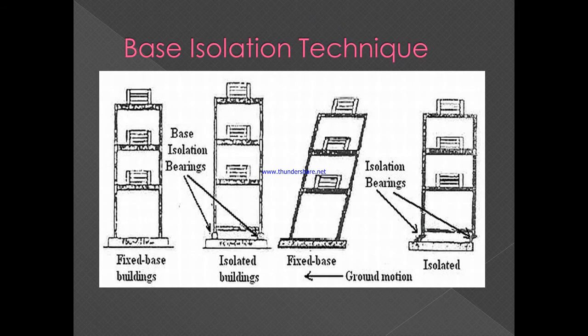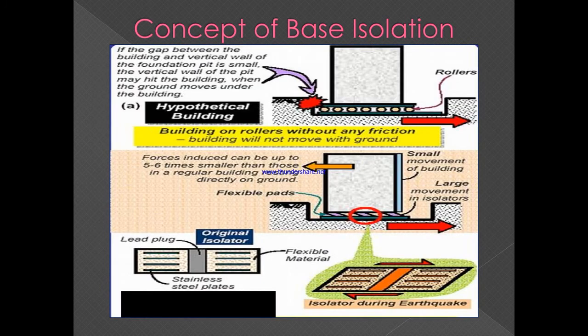So these are some of the base isolation devices which are most commonly used. Fixed base building is the first example, which is a typical building that is most commonly used. Then this is an isolator building. Base isolator is provided in between the plinth beam and foundations. Then fixed base and isolation. So these are the examples. The building will try to move. Then the concept of base isolation.